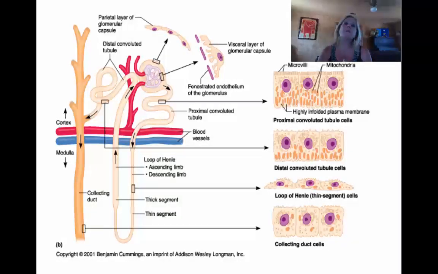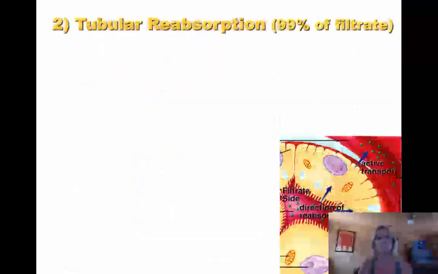Now, if something is able to filter out of the glomerular capillaries, the next place that we're going to see this filtrate enter is into a region called the proximal, because it's close to the glomerular capillaries, and this is a convoluted or very twisted tubule. So this is the proximal convoluted tubule, and these tubules have a whole bunch of microvilli.